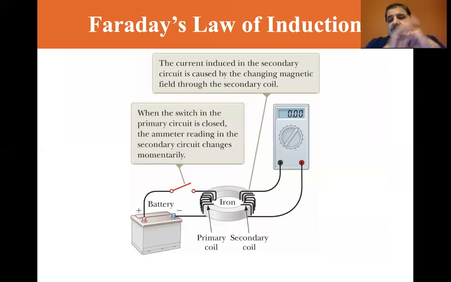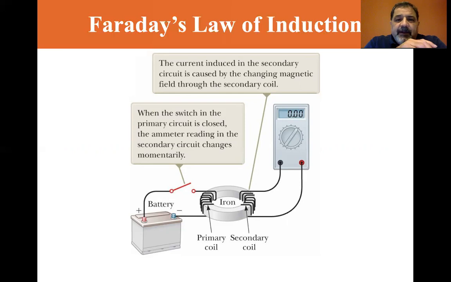Okay, here's a situation where we don't have any magnets. We're going to make our own magnet with a piece of wire wrapped around iron. So when you flip the switch of the battery, you make an electromagnet basically, and you produce a magnetic field. Well, that changing magnetic field will induce a current in what is called the secondary coil.